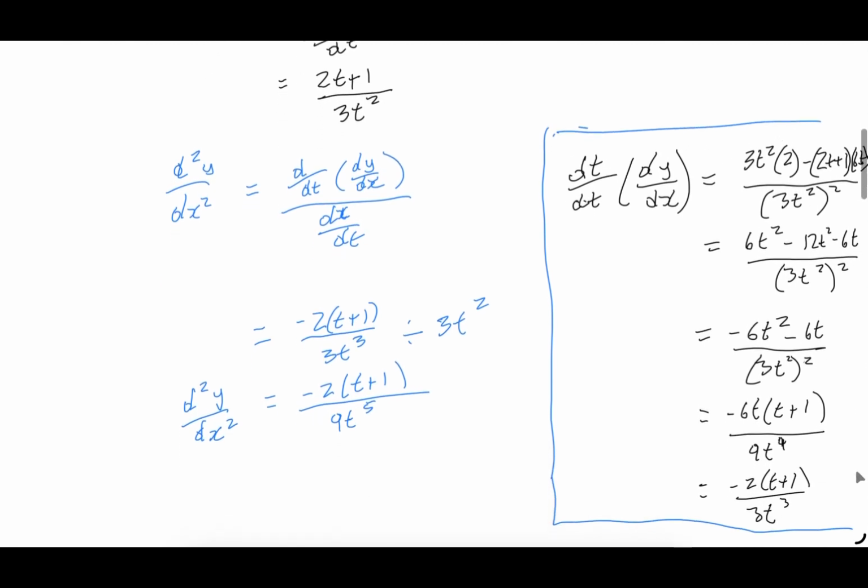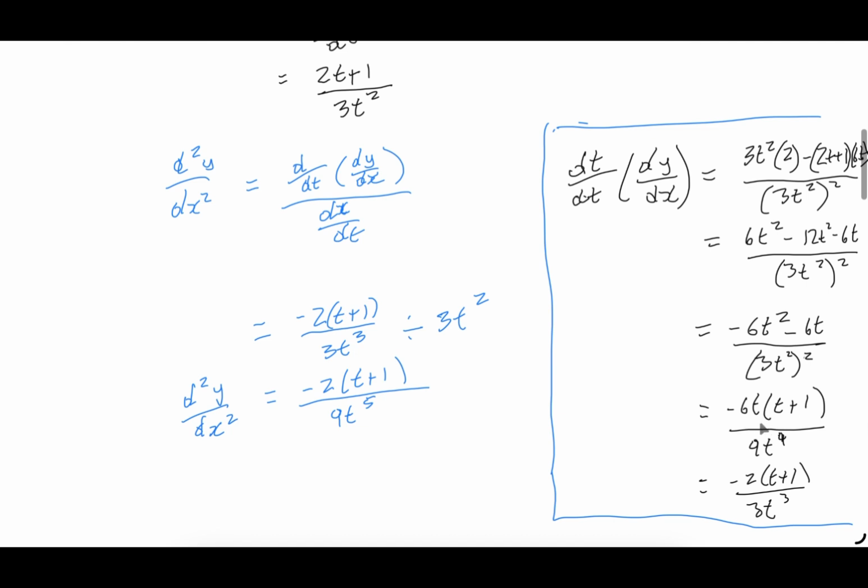You factor out a negative 6t from the numerator. You have negative 6t, brackets, t plus 1, close brackets, all over 9t to the fourth power. Then simplifying the top and the bottom, dividing by 3, the 6 and the 9, divided by the t and the t to the fourth power, becomes negative 2, bracket t plus 1 over 3t to the third power. So that is your d dt of dy dx.